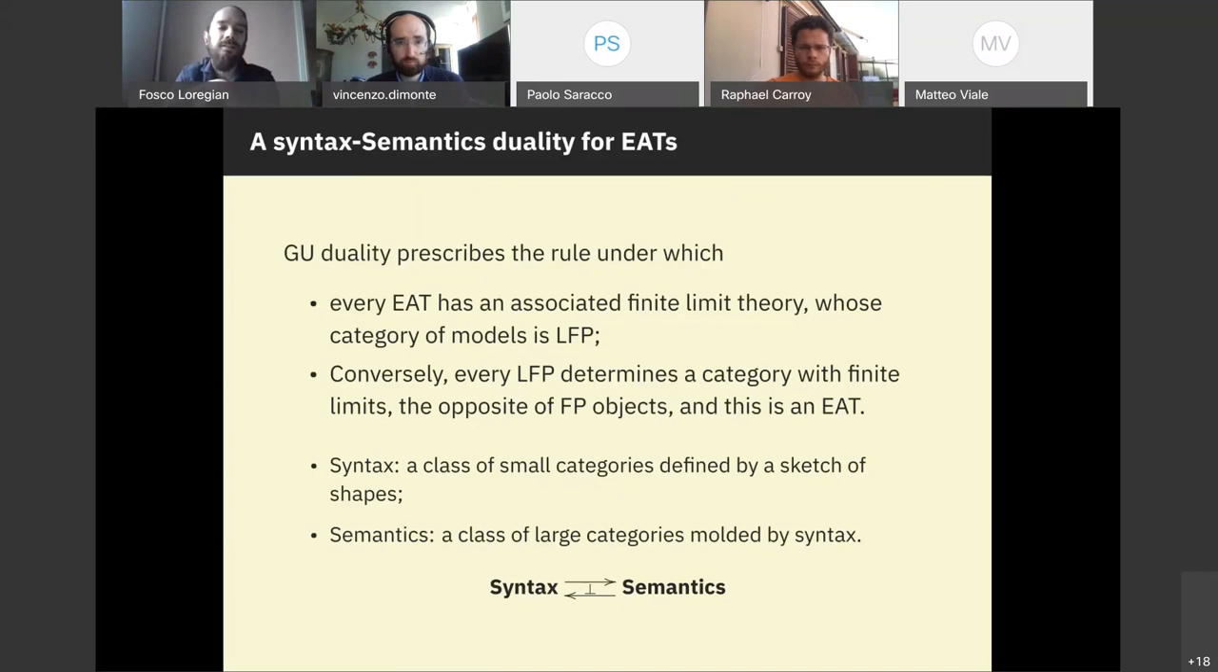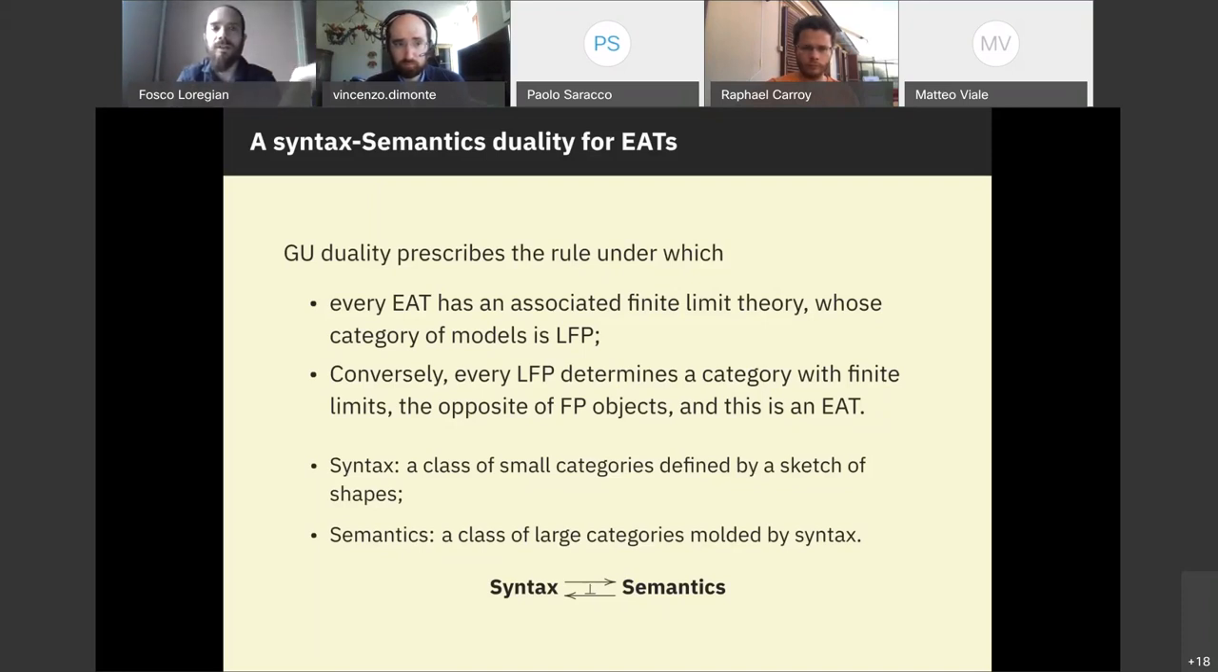On the other side, you have syntax, you also want semantics. What is semantics? It's a class of large categories that, in a certain sense, are the category of models for the categories in the syntax. So, very often in category theory, in categorical logic, but also in categorical algebra or in other places, you can build an adjunction between syntax and semantics, between these two classes of categories.